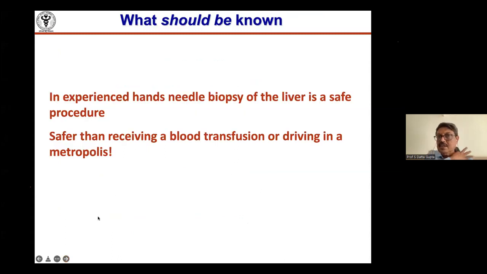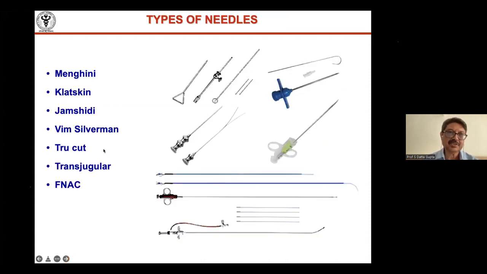But overall, in experienced hands, the needle biopsy of the liver, I know in our institution, all of them are well versed and it's very safe. In fact, it is safer than perhaps crossing the road in Delhi. So the chances of you getting knocked off will be much more than you dying of a liver biopsy. So anyway, you have to take care and then do it.